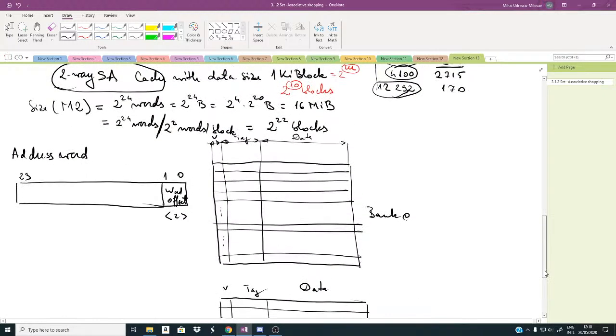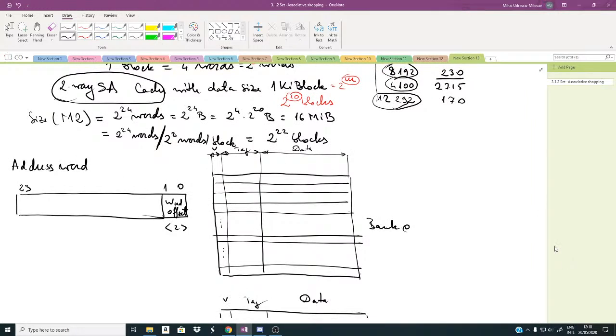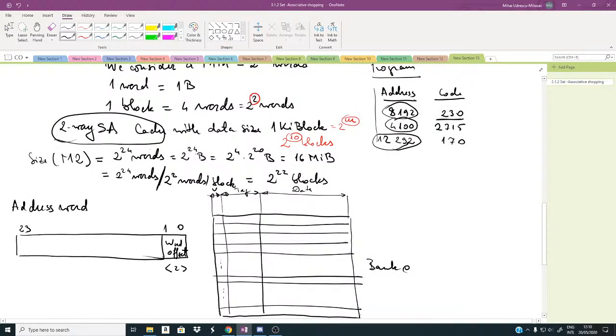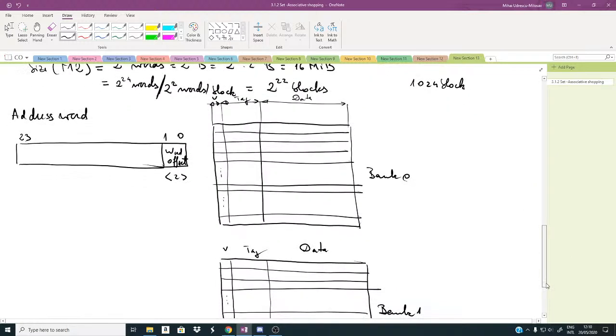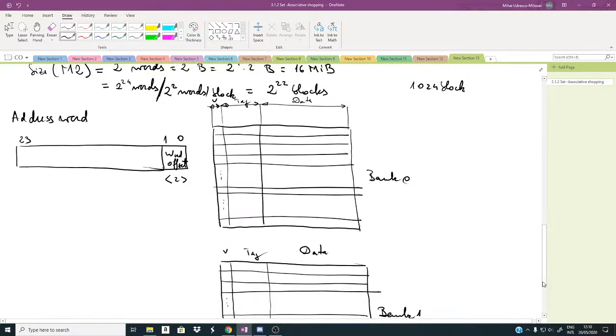Now, the size of the cache, the data set size of the cache is 1 kilo block. This means 1,024 blocks. But these blocks are now divided into two banks because at one index, I have 2 blocks. So it's divided by 2. Therefore, the index goes from 0 to 511, which is 2 to the power of 9, obviously.